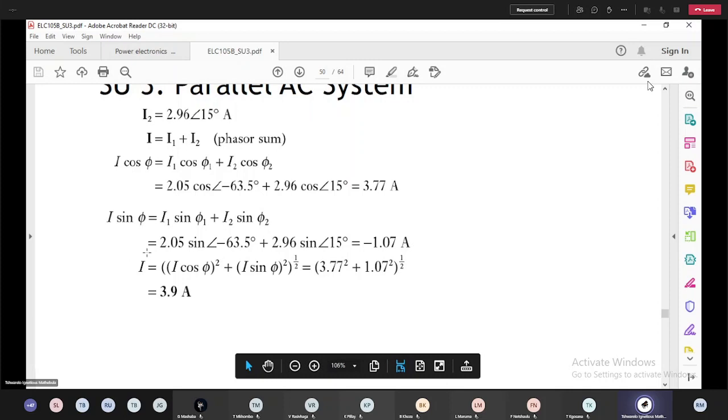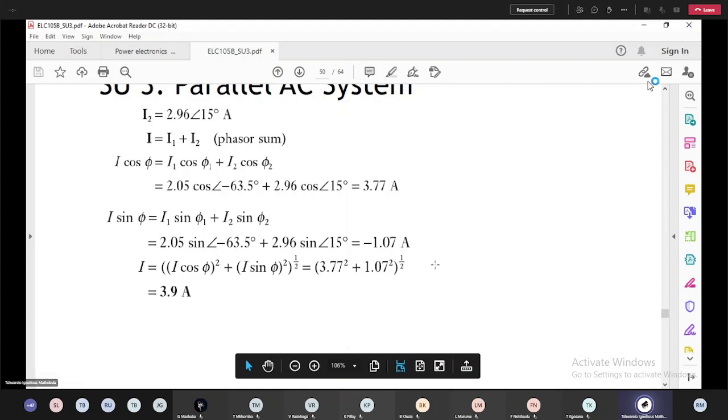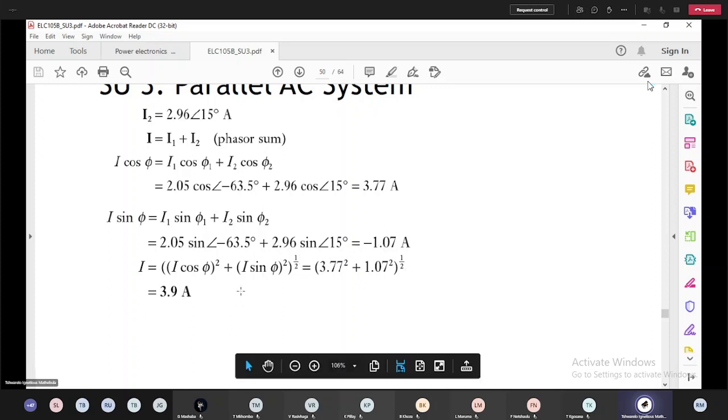So what's the total current I? We have calculated that the cosine component is 3.77. The sine component is minus 1.07. If you square those, add them, and take the square root, you find the current to be 3.9.